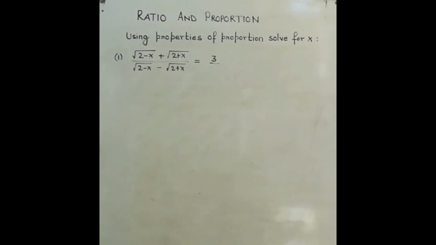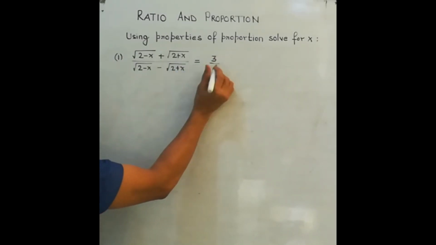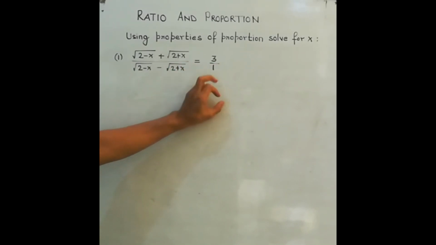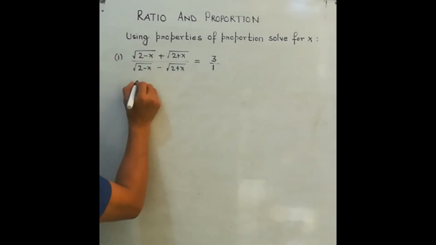Now we have to apply properties of proportion over it to solve it. In the first step, on the right side I have got 3, I will make it 3 upon 1. So on the left side this is my numerator, this is the denominator. And on the right side this is my numerator and this is my denominator. First of all I will see which property can be applied here to reduce this proportion. So I will apply the property componendo and dividendo.